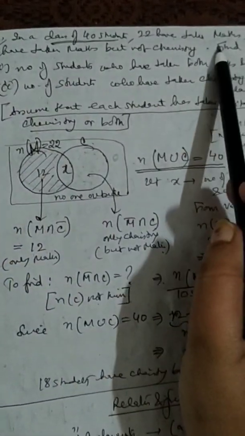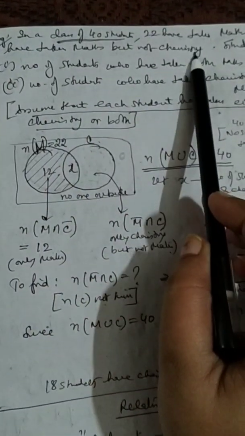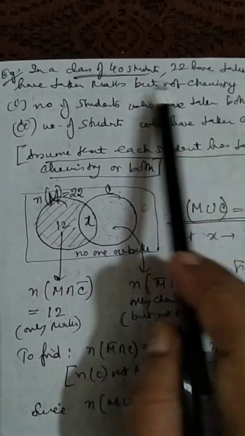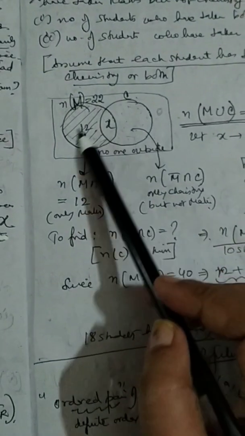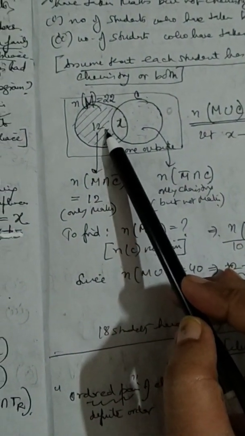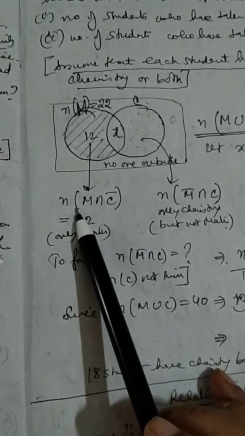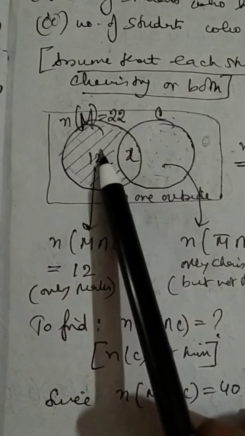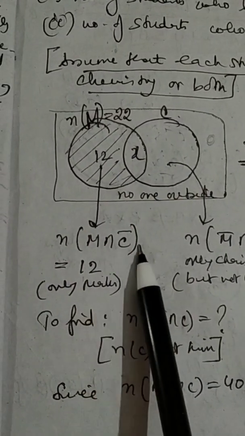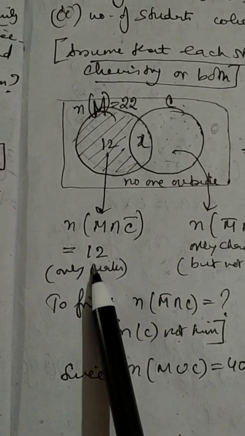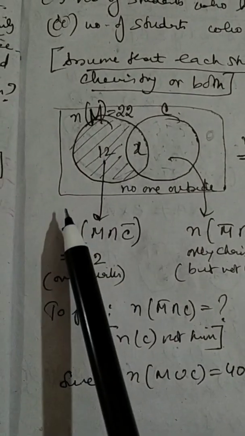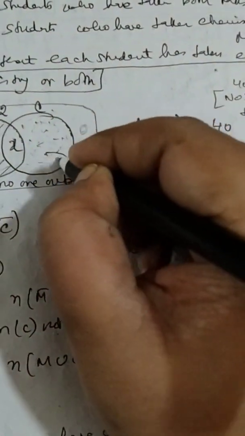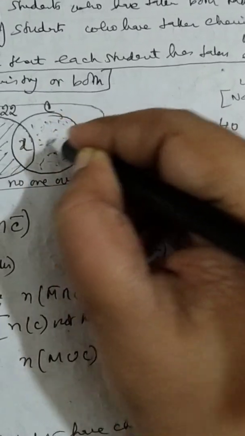Find what else? 12 have taken maths but not chemistry. That means they have taken only maths. Out of the two subjects, maths and chemistry, they have taken only maths. And as I know, this half moon over here represents only maths. In other words, symbolically, we'll write it as cardinal number of M intersection C bar, because this is the region which is there in M but not in C. So it's M intersection C bar, and that is given as 12. So this region is occupied by 12 people. This is not known. This region, I've put dots over here, is occupied by people who have taken only chemistry.